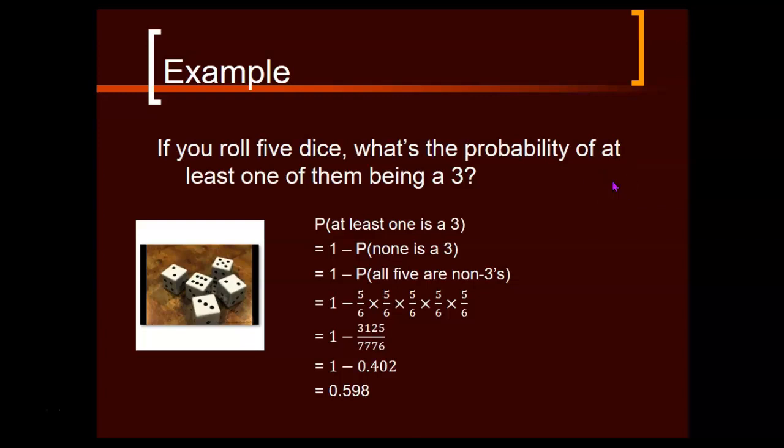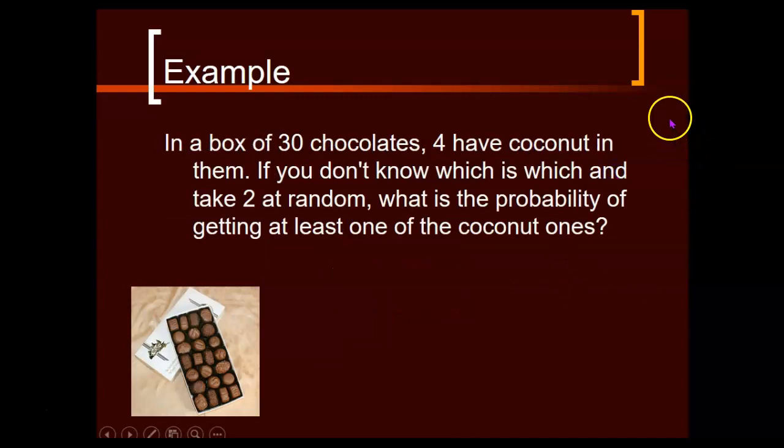When we left off the last video, we were talking about answering "at least one" questions, like if you roll 5 dice, what's the probability of at least one of them being a 3, by sort of coming at them from the back way, by finding 1 minus the probability that none of them is, that all of them are not. So here's another example of that.